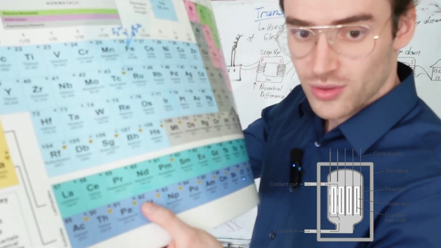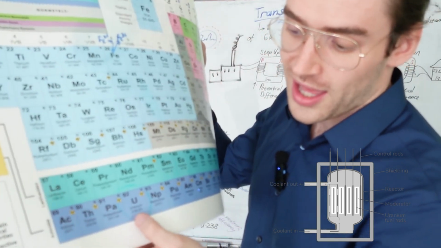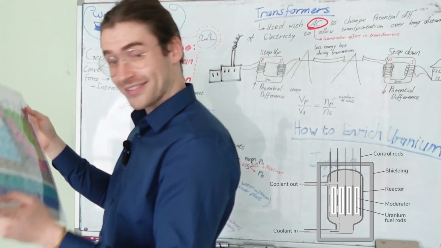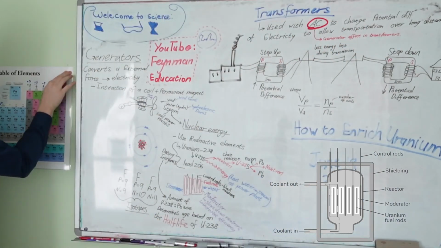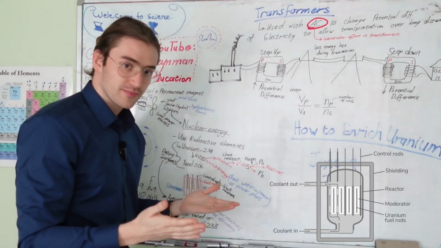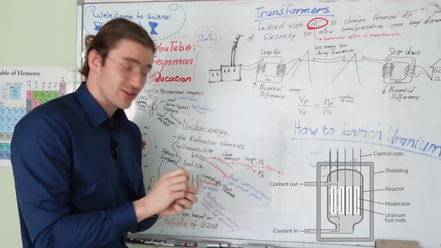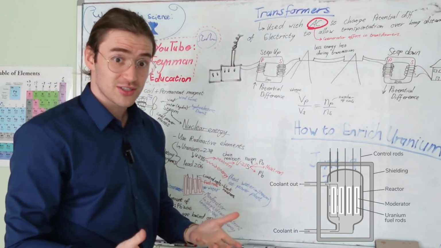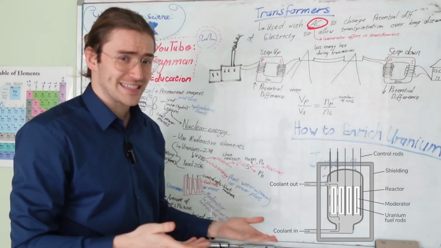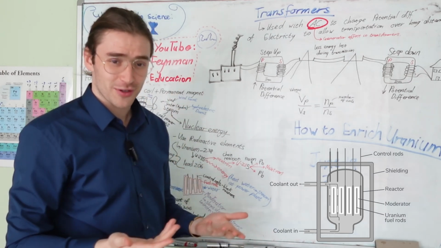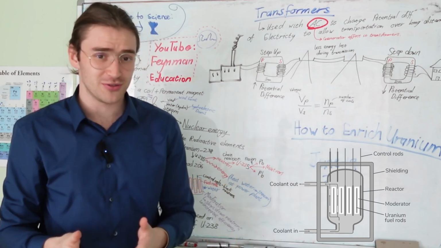Okay, so uranium has 92 protons and an average atomic mass of 238. So, how does nuclear energy work? Again, we're just using the energy given off by these radioactive elements to heat water and make steam and turn a turbine. But instead of using coal, we're going to be using uranium.